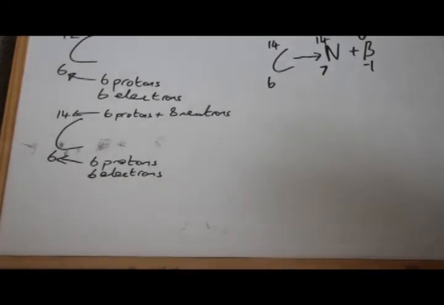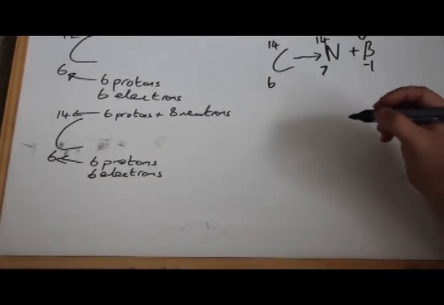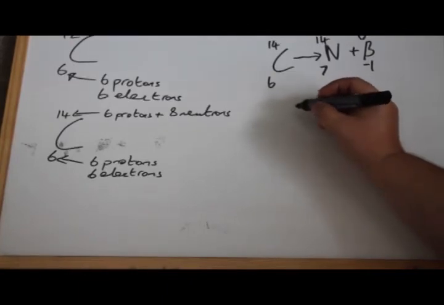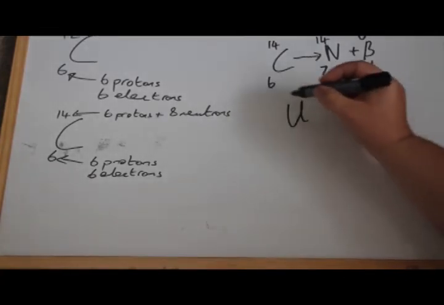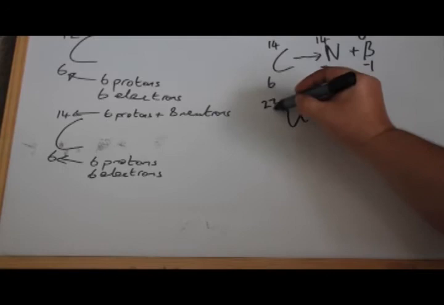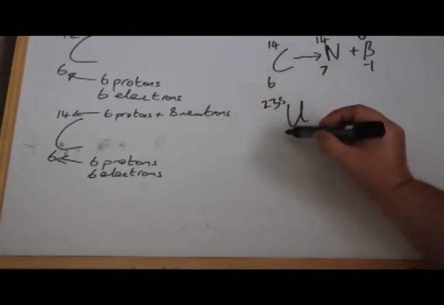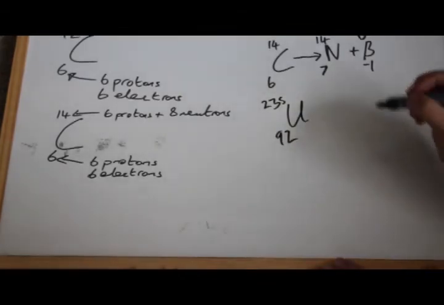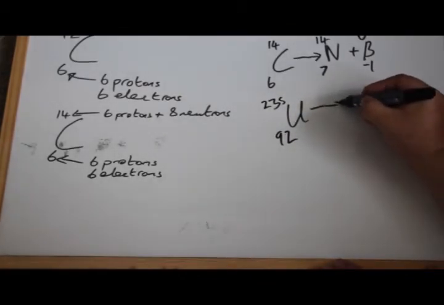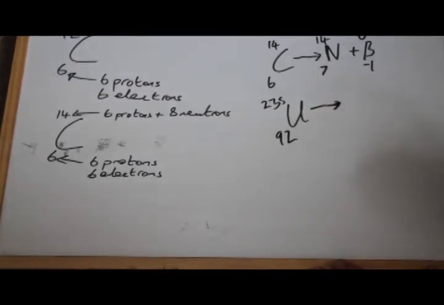There's 2 other types of radiation that can be given off. Let's consider that our carbon-14 is replaced by uranium-235, with an atomic number of 92, a mass of 235. So that means that there are 143 neutrons. 235 take away 92.